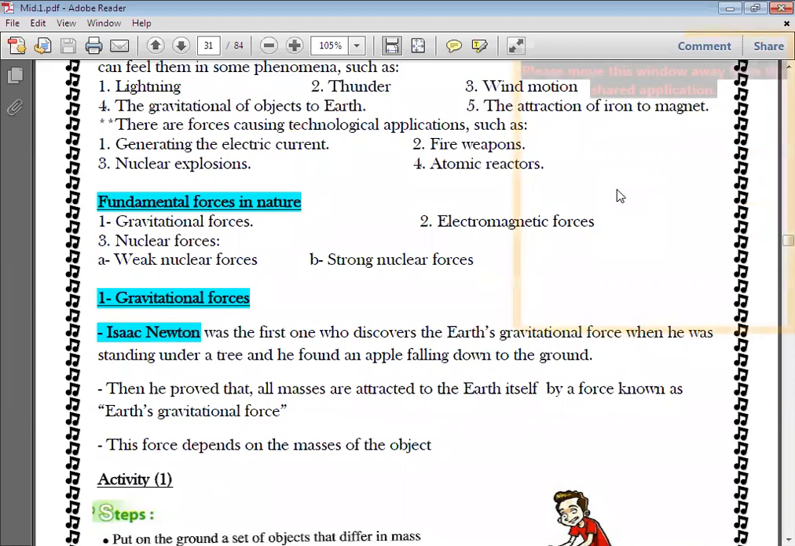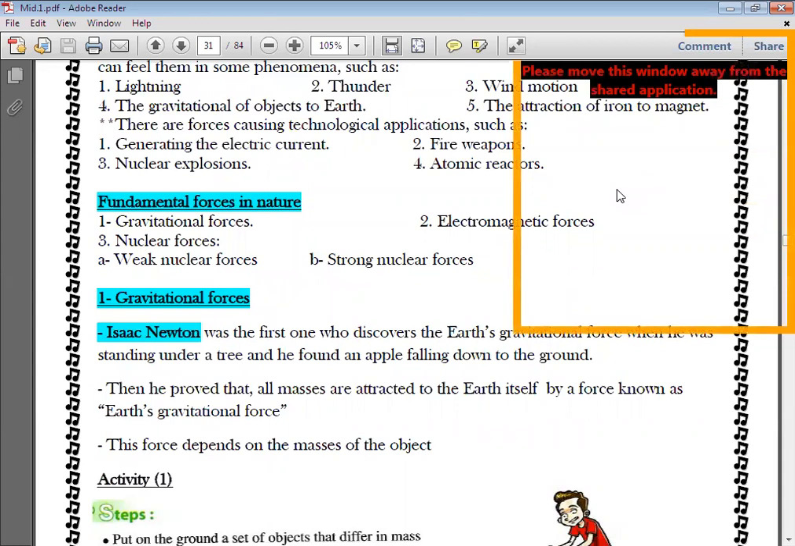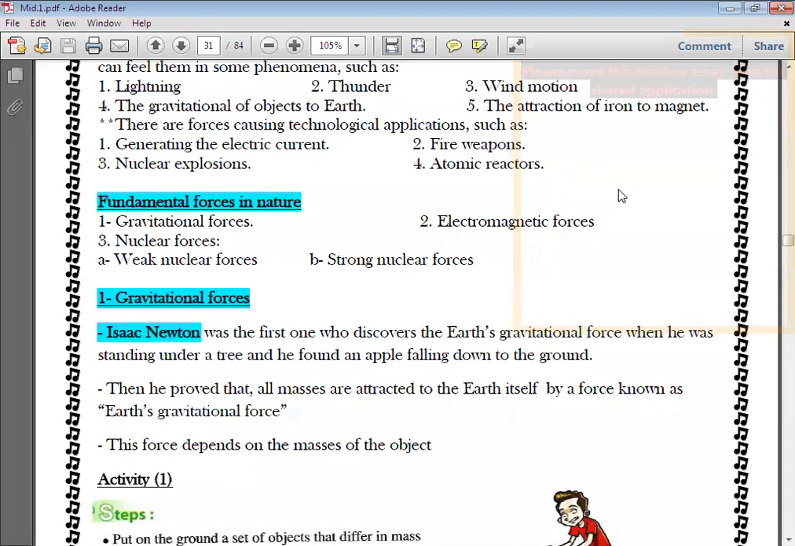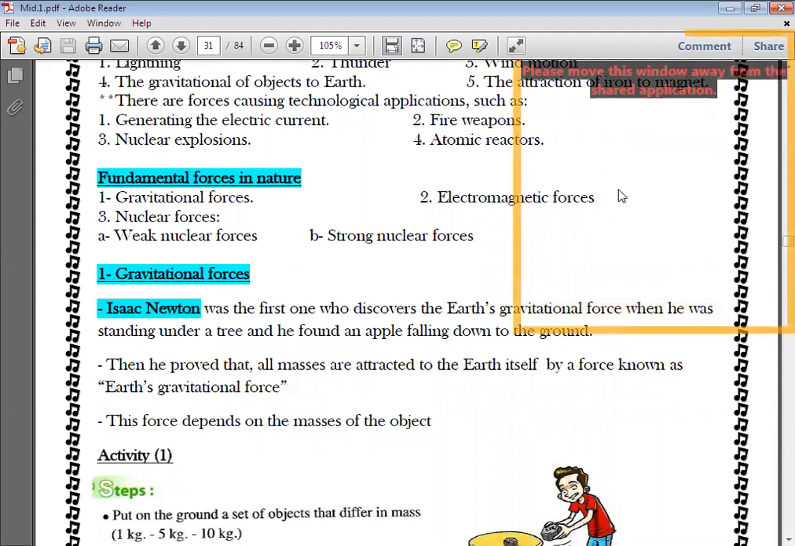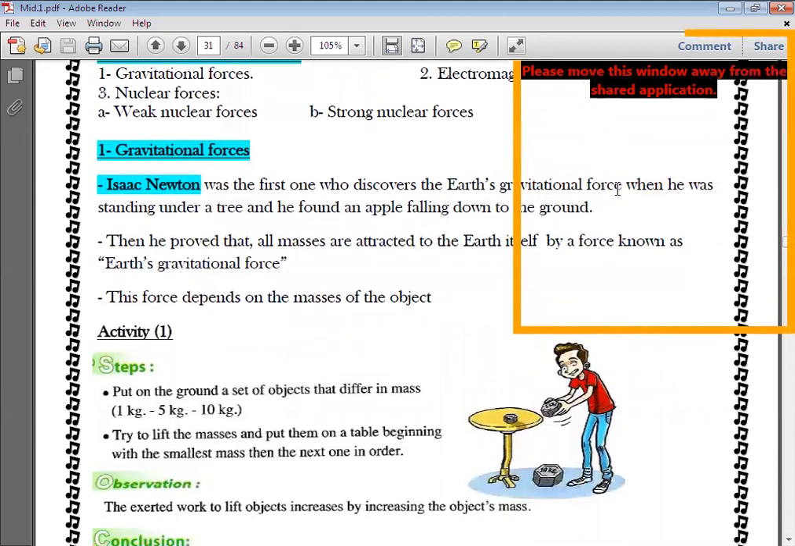Isaac Newton was standing under the tree and found an apple falling down to the ground, and he started to ask himself why this apple falls down. It doesn't go up, move to the right, or move to the left. Why does it fall down? Then he proved that all masses are attracted to the earth by a force known as Earth's gravitational force. This force depends on the mass of the object.